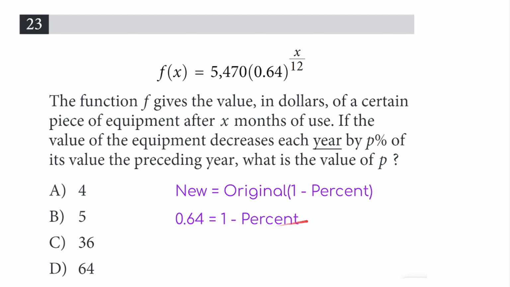or you could just solve for percent, and you get that percent is going to be 0.36. So 1 minus 0.36 equals 0.64. And then since we want it in percent, we're going to move the decimal point right 2 spaces, or multiply it by 100, and we get that it's going to be 36%. So our answer is C.